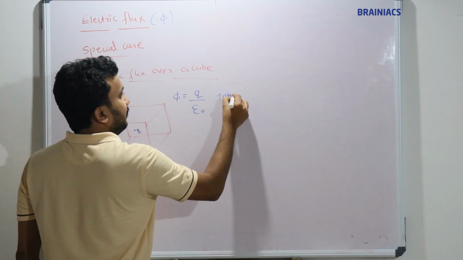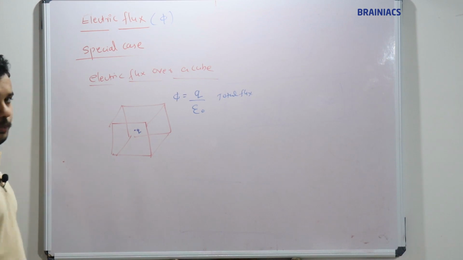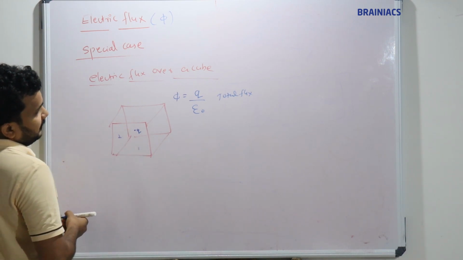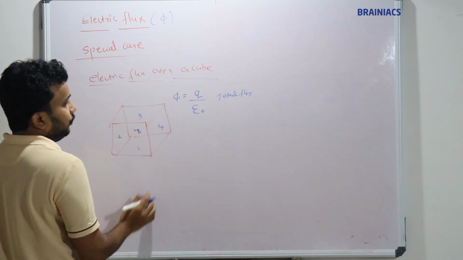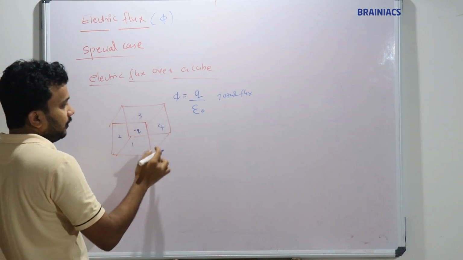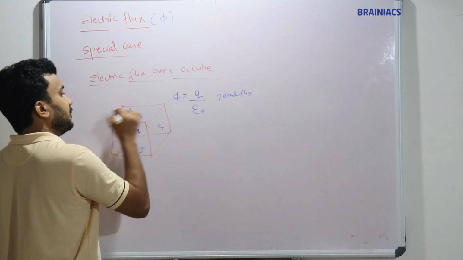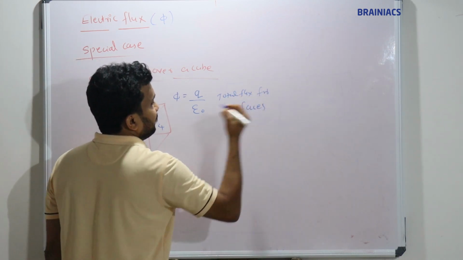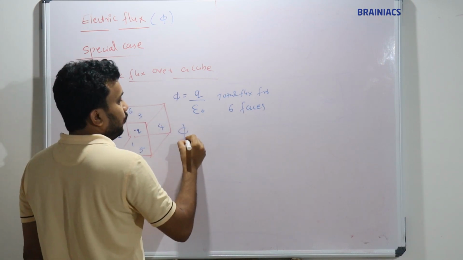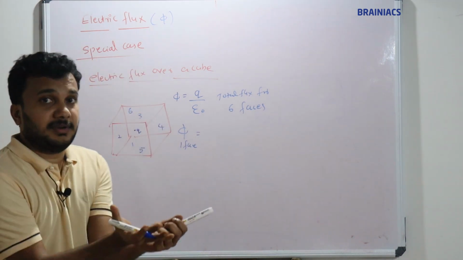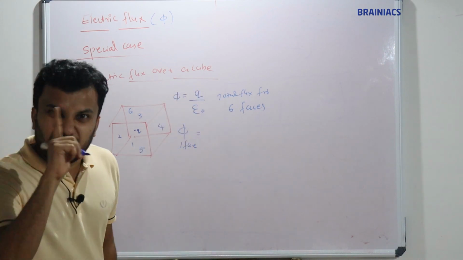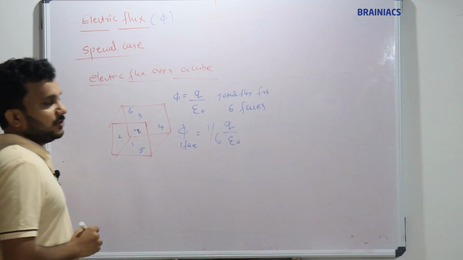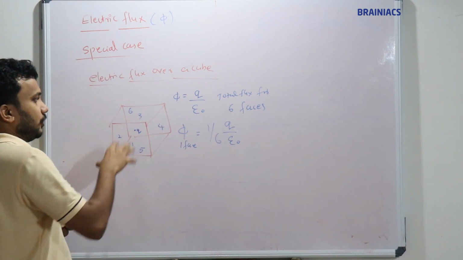This is called the total flux. How many surfaces are there for a cube? On the sides we have 4, plus top and bottom. So totally for a cube we have 6 faces. The front surface is 1, the sides are 2, 3, 4, so we have 4 side surfaces, the bottom surface is 5 and the top surface is 6. So the total flux is q by epsilon 0 for 6 faces. What is the flux for one face? One face means 1 by 6th of the total flux, because 6 faces are there. So q by 6 epsilon 0 is for one face. This is one example for total flux over a cube.